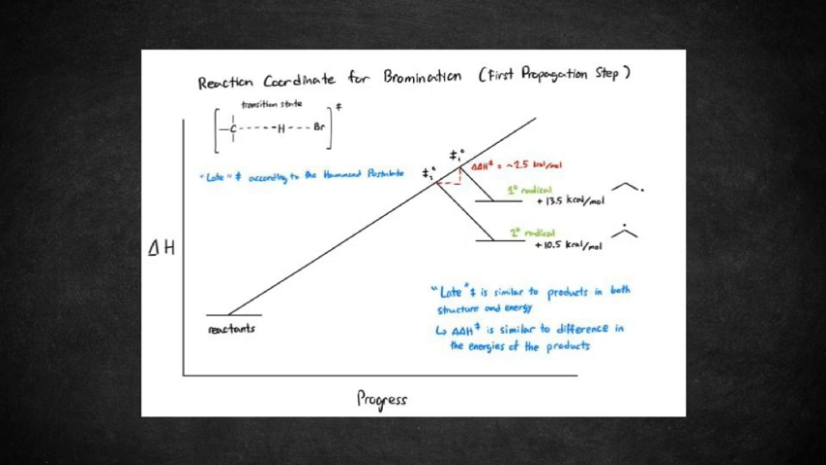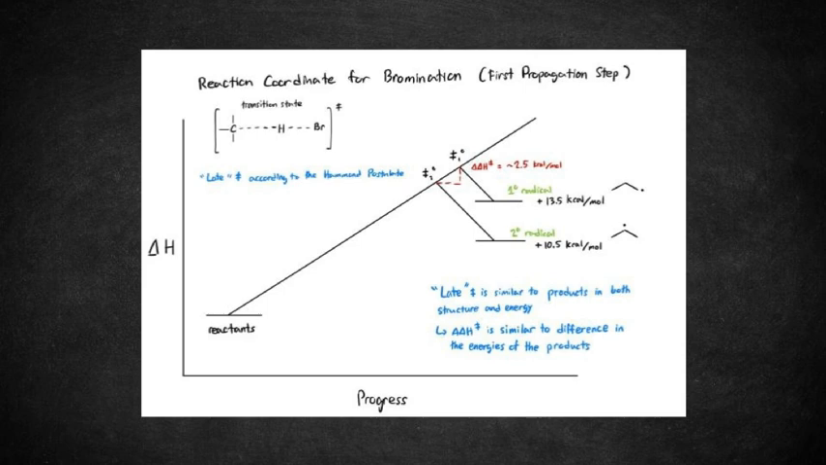In this reaction coordinate diagram for bromination, we can immediately see some key differences from chlorination, particularly in terms of selectivity and transition state structure. While the relative energy difference between the primary and secondary radicals remains the same as in chlorination, about 3 kcal per mole, bromination is more selective for the formation of the secondary radical due to a larger difference in activation energy, delta delta H double dagger.